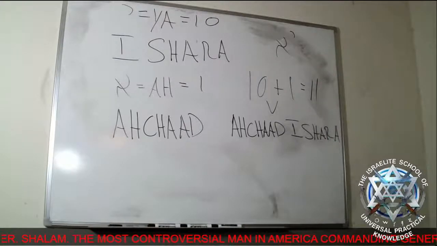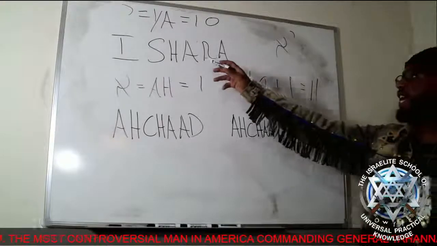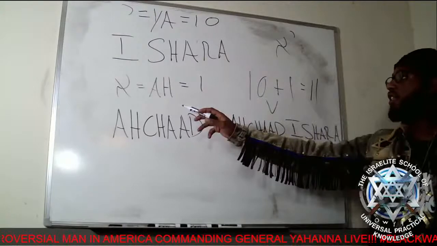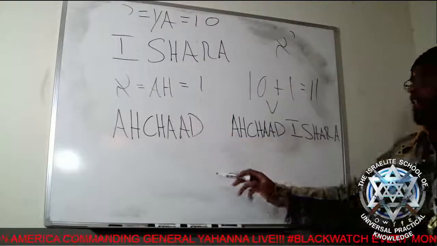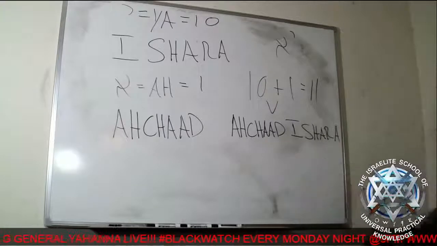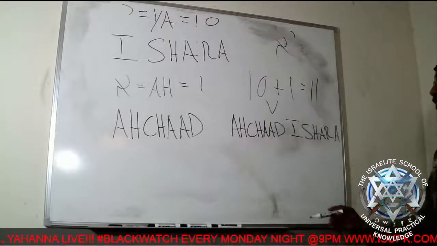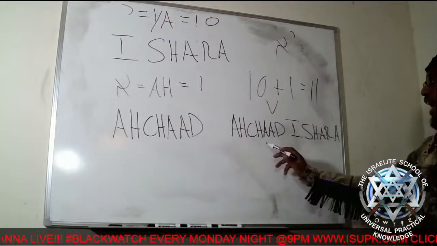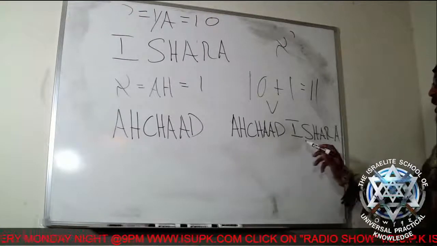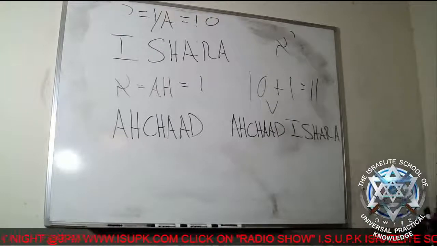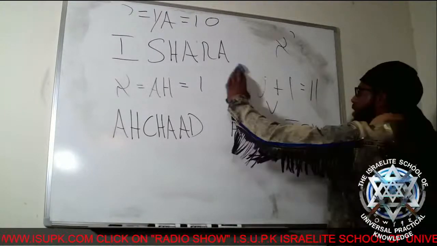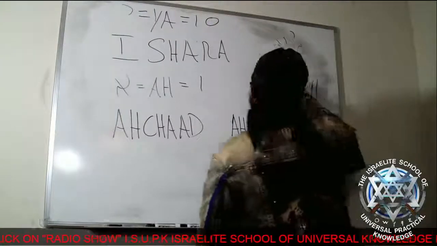How do I know this? Because your 10 is Ishara, which is your Yah. Your Ah is the number 1, which is your Akkad. To say the number 11 is Akkad Ishara. It's letting you know that you're doing Akkad plus Ishara, which is 1 plus 10. Alright? To not confuse you, I'll write it this way instead.